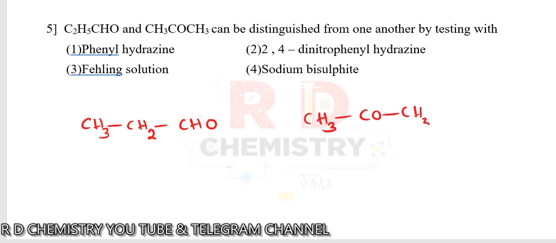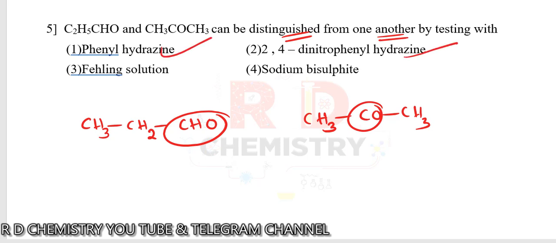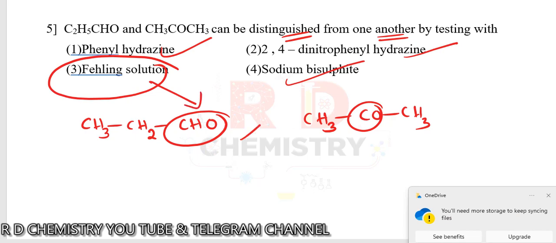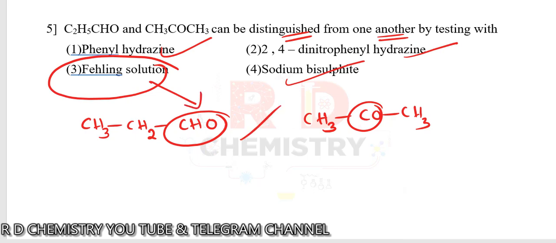CH3COCH3, ketone. One is aldehyde, other is ketone. They can be distinguished from one another by testing with phenylhydrazine, DNPH, and sodium bisulfite will react with both of these. We can't distinguish. So Fehling's solution, know that Fehling's solution reacts only with the aldehydes but not with the ketones. So therefore Fehling's solution can answer the aldehydes but not ketone. Answer is option number 3.